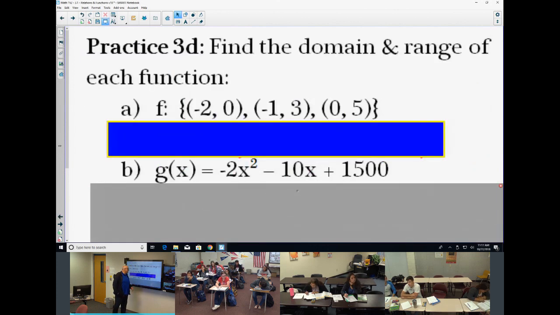All right, Shannon, what's the domain of this first one? Zero, -1, -2. Yes, that's correct. So it's all the x values. Okay? And then what would the range be, Shannon? Zero, 3, and 5. 0, 3, and 5, all the y values. Okay?